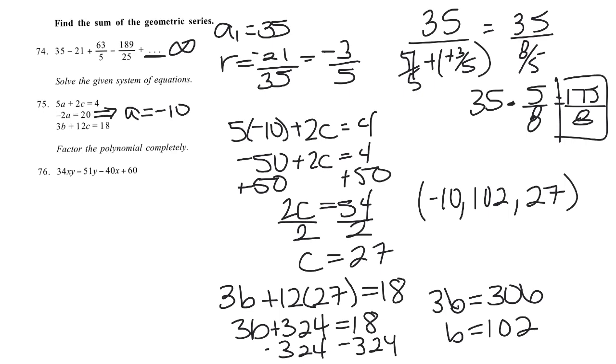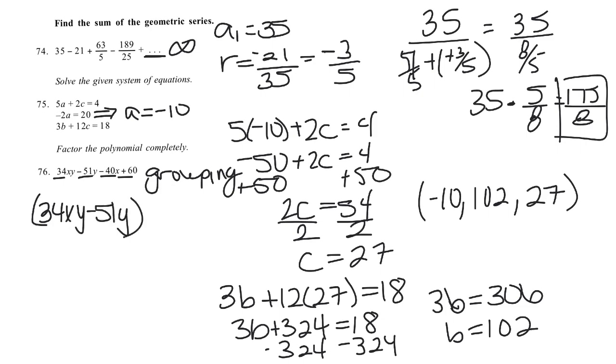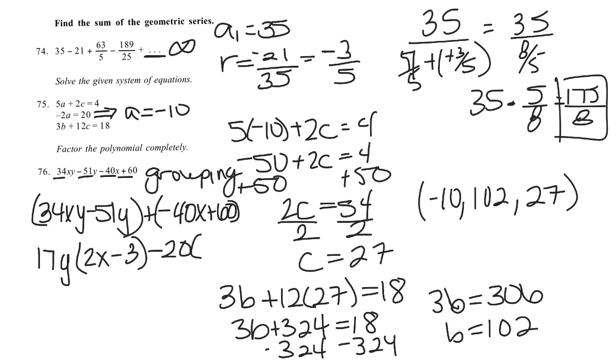And number 76, factor the polynomial completely. When I have 4 terms, that's factoring by grouping. So I'm going to do 34xy minus 51y plus, and I'm going to bring the negative inside, 40x plus 60. I'm going to factor out a 17y, and I get 2x minus 3. And I'm going to factor out a -20, and I get 2x minus 3.